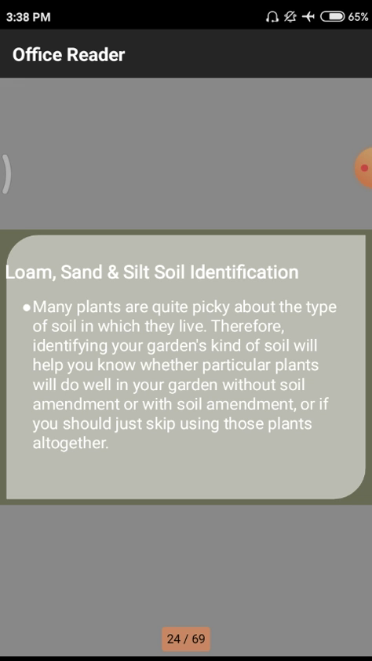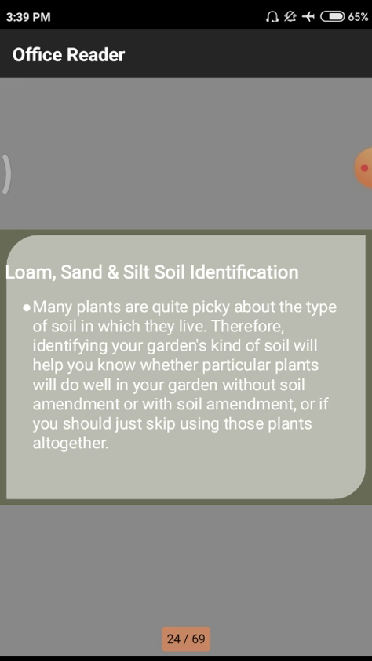Okay, in this one we are identifying soils for gardens and other uses, which helps us know whether particular plants will do well in our gardens. Nowadays we have different kinds of gardening without soil also. They simply raise plants with the help of hydroponics and others. All of those are advanced structures. Without soil they simply raise plants and grow vegetables and other crops.